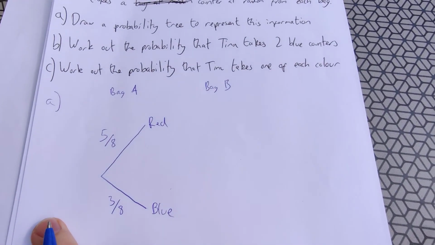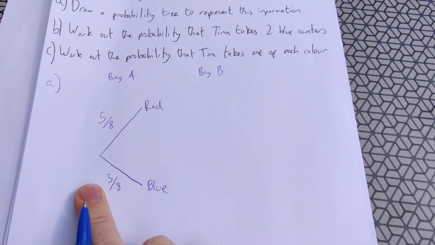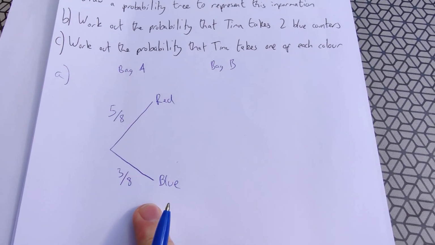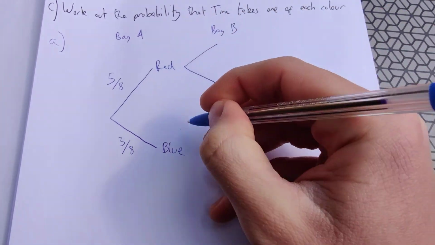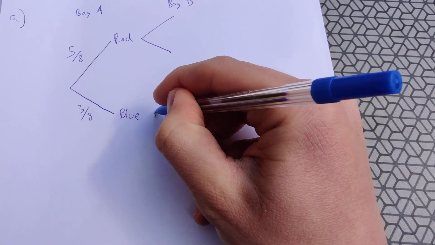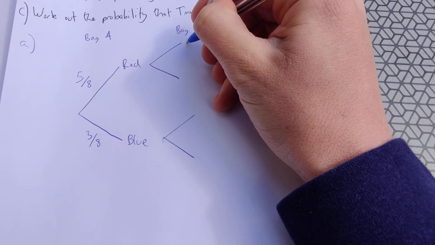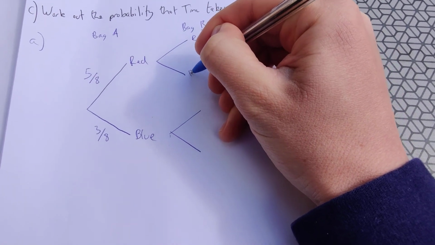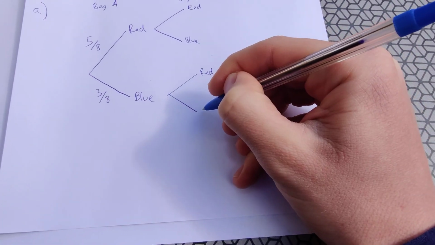In bag B, again, there are 2 possibilities, and it doesn't matter if she gets red in the first one or blue in the first one. There are still 2 possibilities for bag B, and those 2 possibilities, whether or not she gets red or blue, are red and blue, because bag B has the same colour counters as bag A.